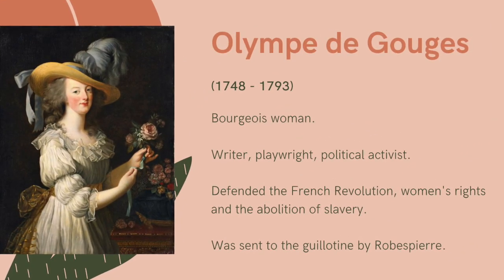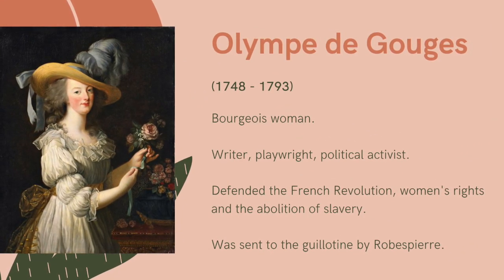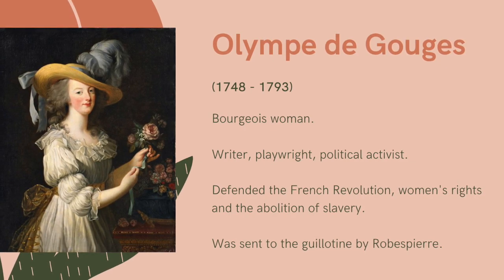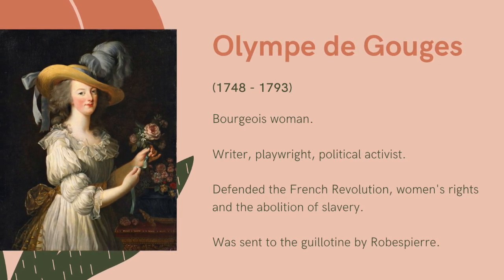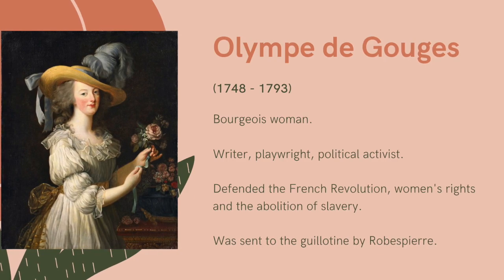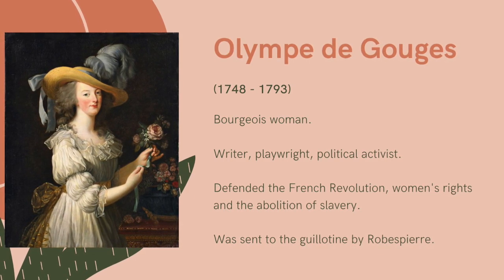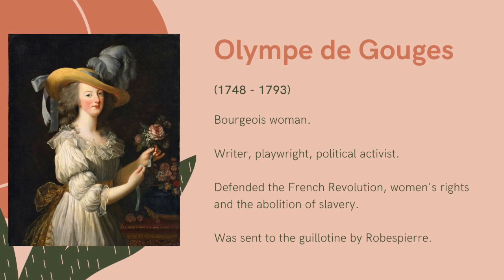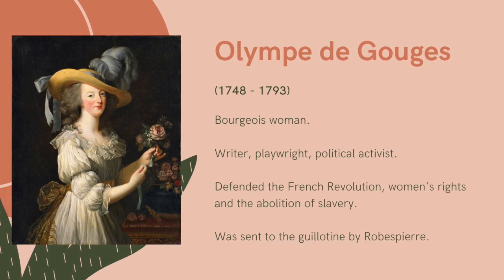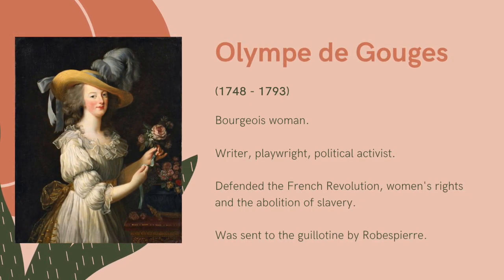Olympe de Gouges was born in 1748. She was a bourgeois woman, which is why we are able to see paintings of her. She was a writer, playwright, and political activist. She took on this path when her husband died and she moved with her child. She defended the French Revolution, women's rights, and the abolition of slavery.